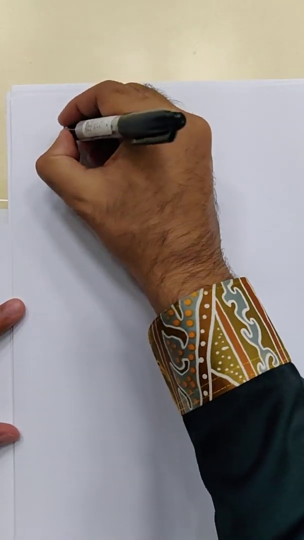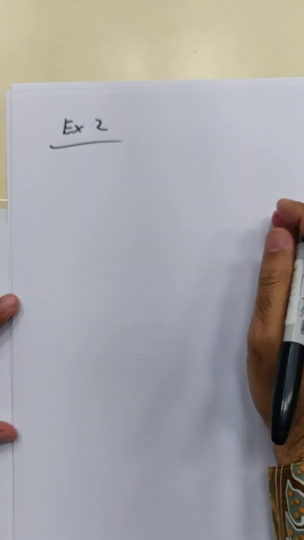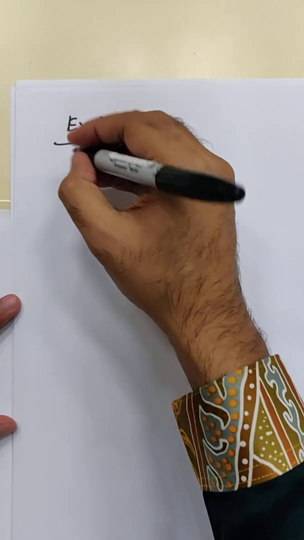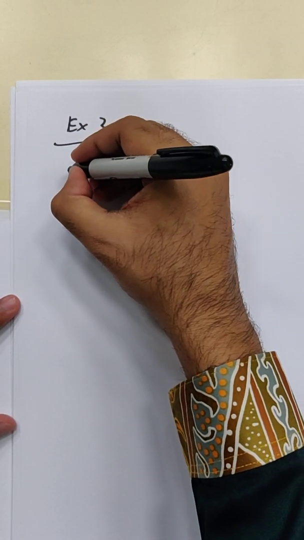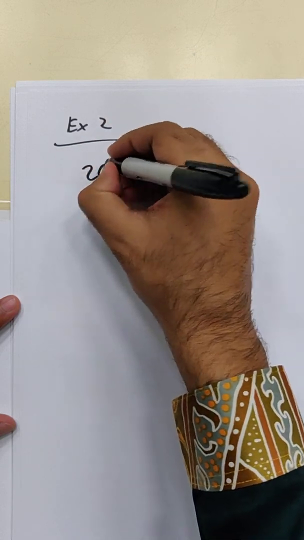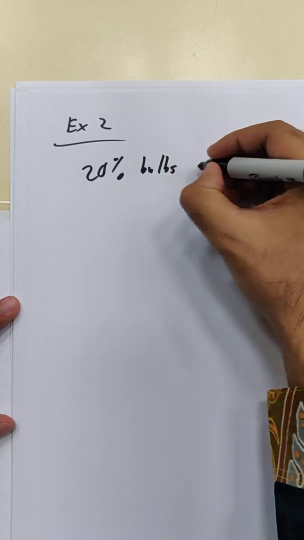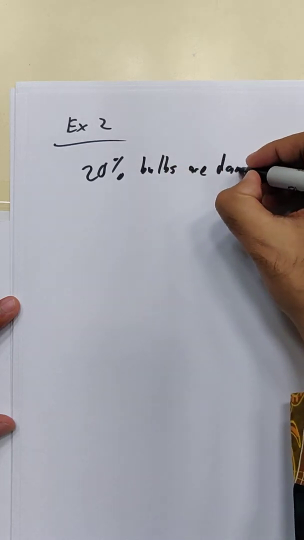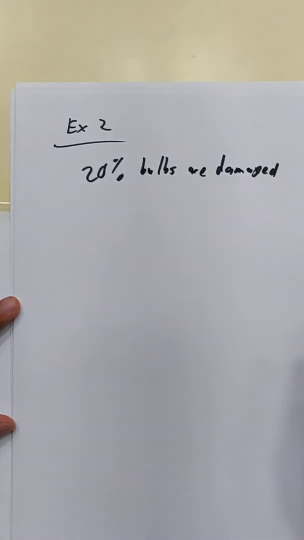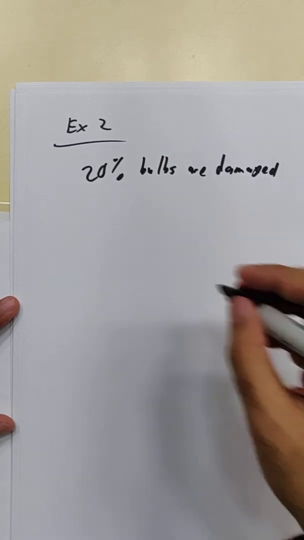Okay, now, second example. Let's say they're saying that in one box, 20% of the bulbs are damaged, and a random sample of 10 bulbs.